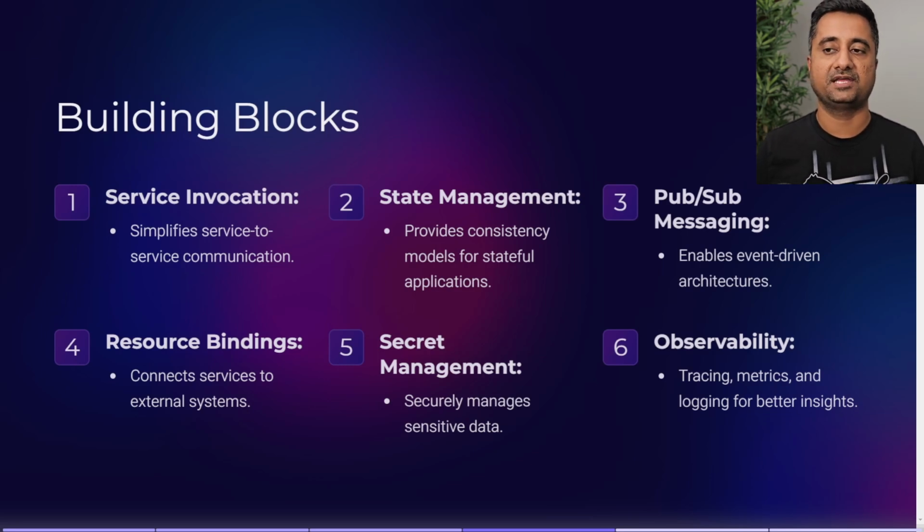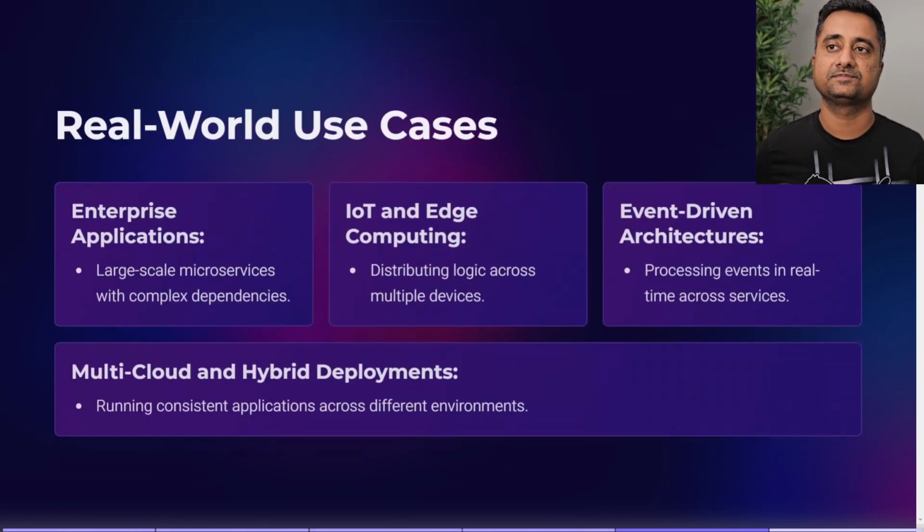The resource binding can also help you bind to external resources. Secret management, as you know, when you're using services, you need to handle the secrets safely, not exposing them to the public. So it could really help you with that. And observability is included by default, where you could use it for tracing, logging, and performance metrics and everything.